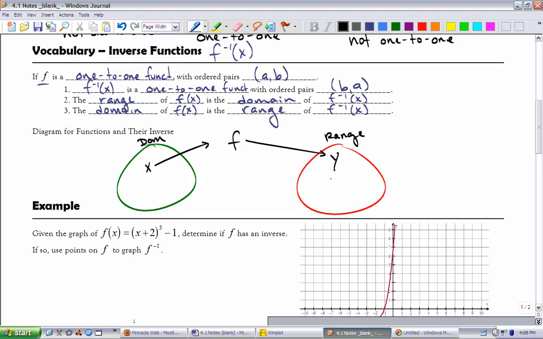Okay, but the inverse takes those y values, the y values of your original function, and they're essentially the x values of your inverse, and the domain of your original function is the range of your inverse. Okay, this diagram will prove to be pretty helpful later, but basically what I put into my original function is what I get out of my inverse. So down here, this is the domain of your inverse and the range of your function.